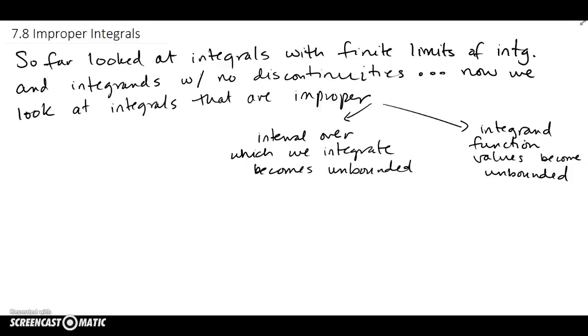So far we looked at integrals with finite limits of integration and integrands that didn't have any discontinuities. Now we look at integrals that are called improper integrals, and two things happen. Either the interval over which we integrate becomes unbounded, so this one we're going to call type 1, or the integrand function that we're trying to integrate has unboundedness occur, so function values possibly become undefined there and blow up, and that we'll call type 2.